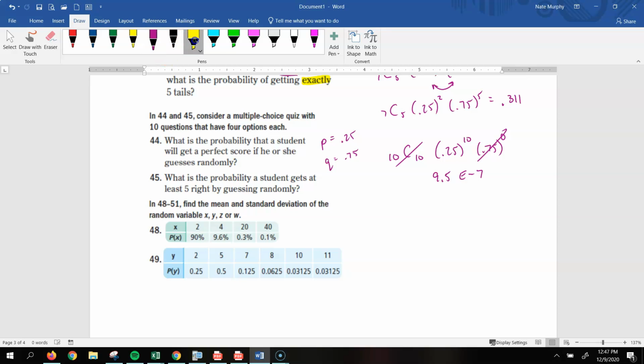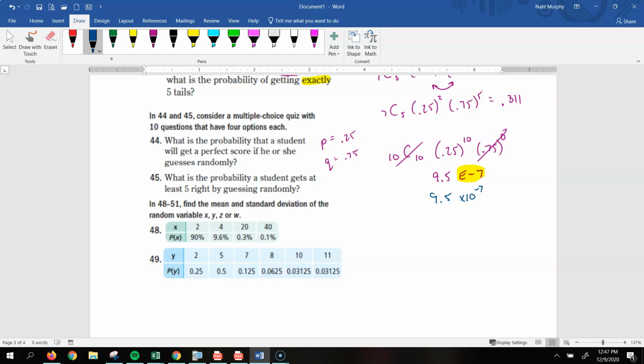Well, just like you might have seen in the video earlier, anytime we see e on your calculator, it means times 10. It's scientific notation, so this will be times 10 to the -7th power. So we would just write that as 9.5 times 10 to the -7th power.